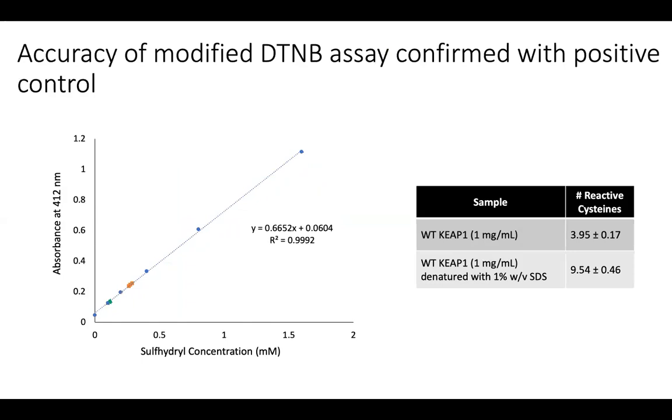I also confirmed the accuracy of the modified DTNB assay with a positive control of Keap1 denatured with 1% weight per volume SDS, and I got a value of about 9 to 10 reactive cysteine residues, which is close to the known value of 8 reactive cysteine residues, or total cysteine residues. This error could be accounted for by either the hydrolysis of the reagent DTNB, which is common at the pH this assay takes place, or error in the protein concentration measurement. So overall, this did confirm the accuracy of the modified DTNB assay.